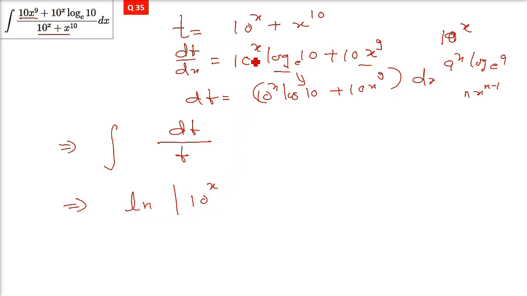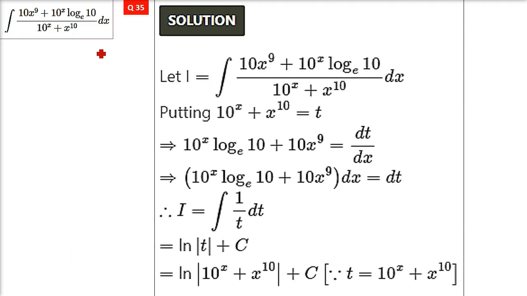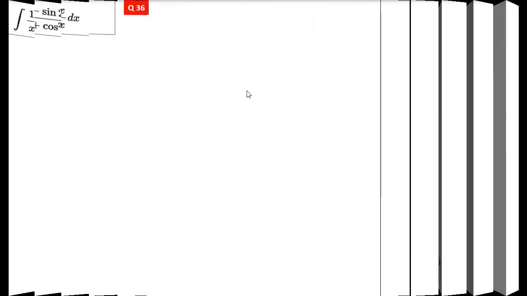So ln modulus of 10 raised x plus x raised 10, and just add the constant of integration. So this is how, at first glance, you might feel how do we solve this, but if you do the practice, it's very easy for you.